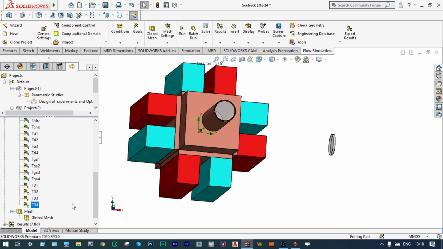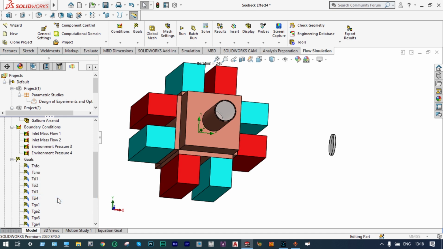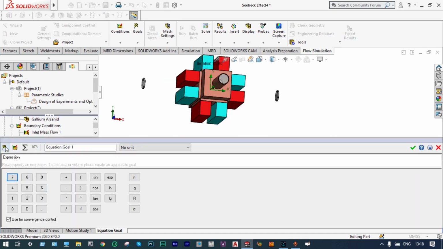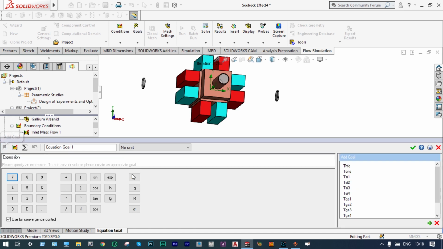Now from these 4 we can have an equation goal again as average temperature difference, right? So the final equation goal: insert equation goal, it will be obtained from the predetermined goals. So we are adding the goals from here, and we have to have an average temperature difference. It will be obtained from the temperature difference only.